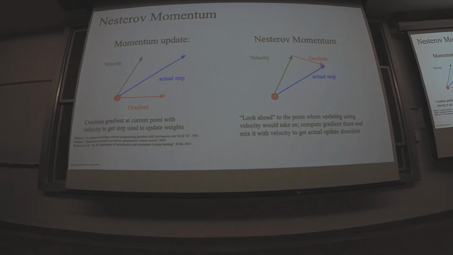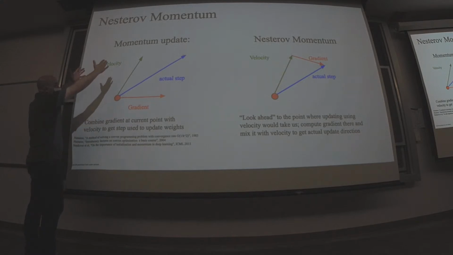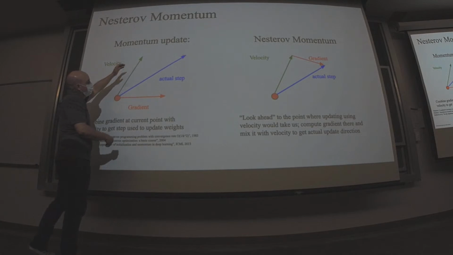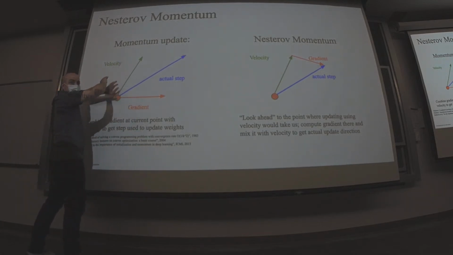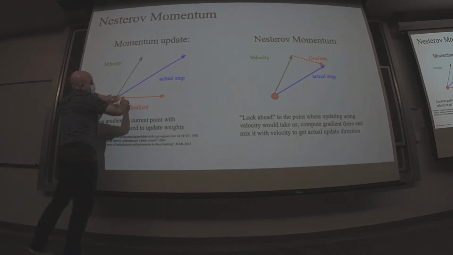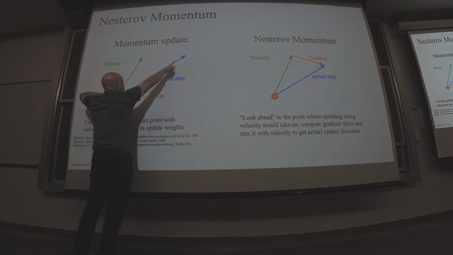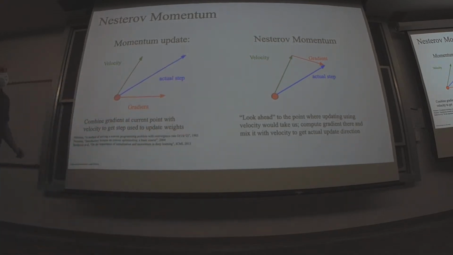So there's a different take on momentum called Nesterov momentum. With momentum, you'll have your gradient, you'll have your velocity vector. So this is the current gradient. This is like that historical momentum term, and then you're going to add those two vectors together, and this is going to be your actual step that you take.